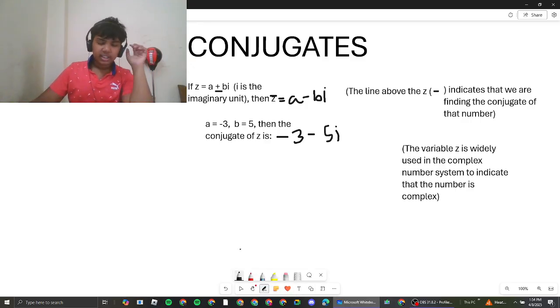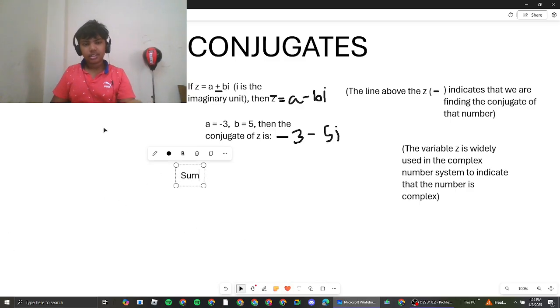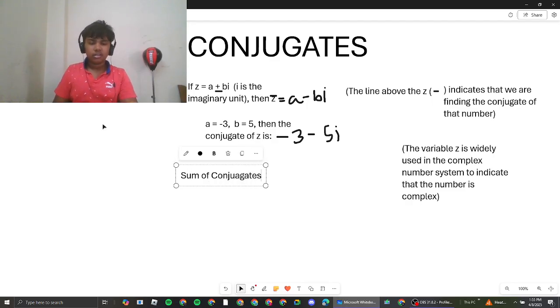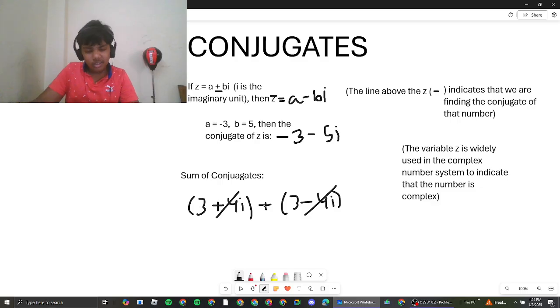There's one more way: we can also perform operations here. If you have something like 3 plus 4i plus 3 minus 4i, the imaginary parts cancel and we're just left with 6.